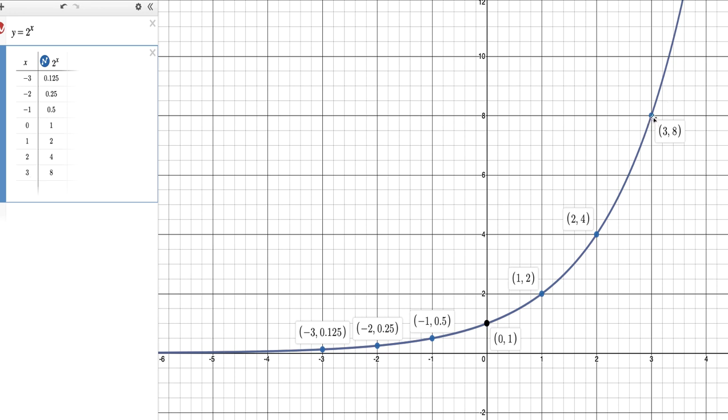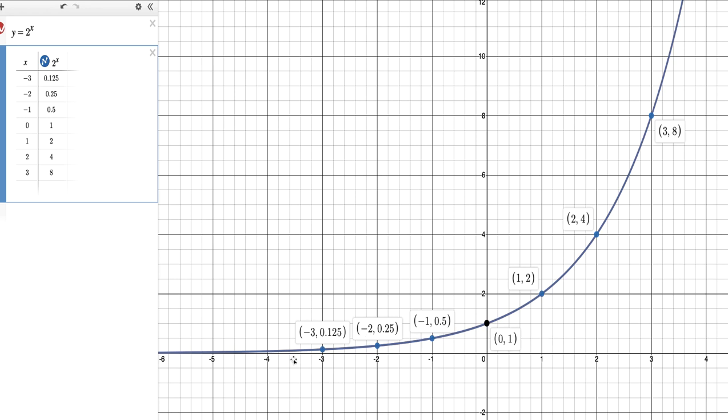2 to the 3rd power is 8. And you see here, what's our base in this particular power function? Our base is 2. 2 is greater than 1, and notice that this is in fact an increasing function. Yes, the y values get larger as we move from left to right, all right?